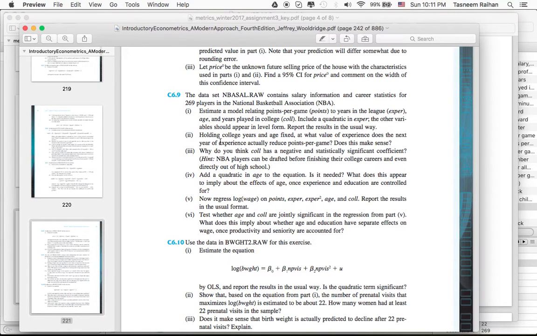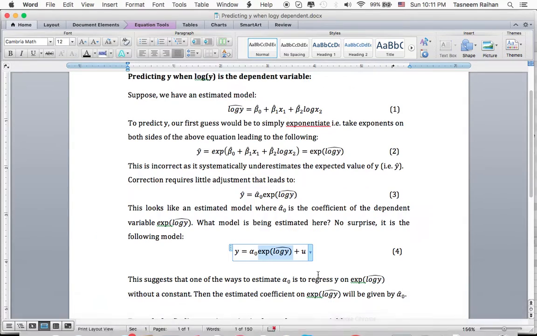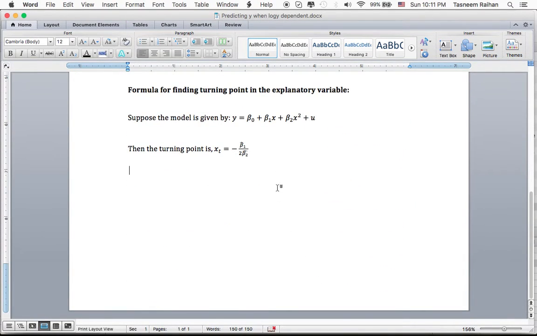The next question says, holding college years and age fixed, at what value of experience does the next year of experience actually reduce points per game? Does this make sense? It's basically asking us to find the turnaround point of experience. The formula for the turnaround point: if the model is y equals beta naught plus beta 1 x plus beta 2 x squared plus u, then the turning point of x is x_t equals negative beta 1 hat divided by 2 beta 2 hat.